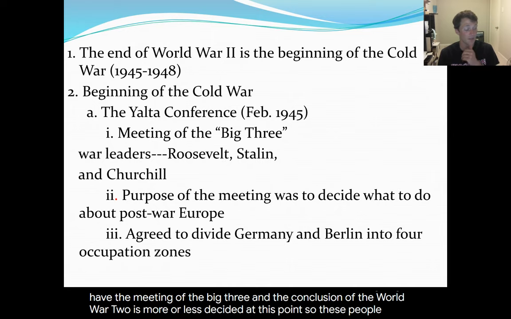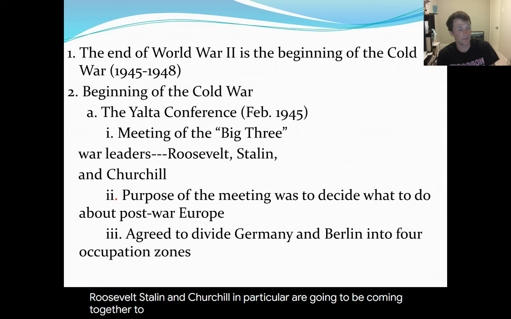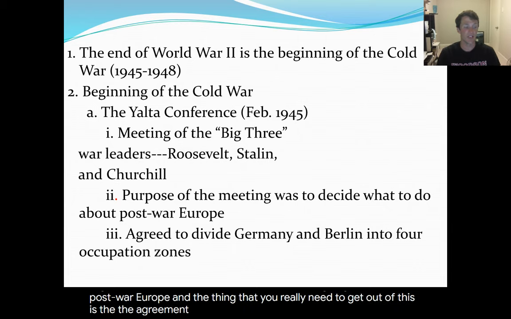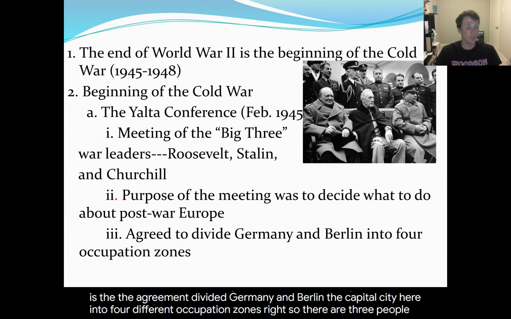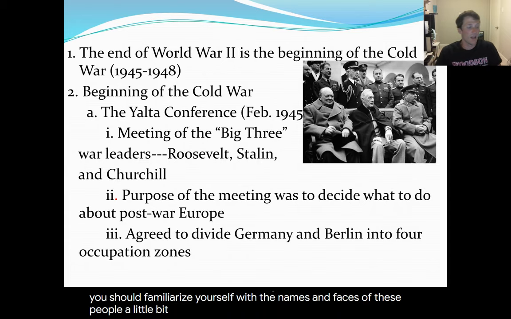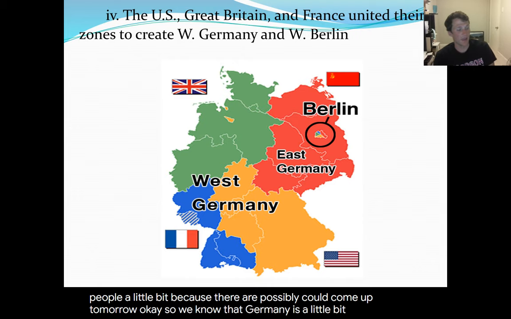So these people, Roosevelt, Stalin, and Churchill in particular, are coming together to discuss and decide what's going to happen in a post-war Europe. The big thing you really need to get out of this is the agreement to divide Germany and Berlin, the capital city, into 4 different occupation zones. So there are our 3 people. You should familiarize yourself with the names and faces of these people a little bit, because they possibly could come up tomorrow.